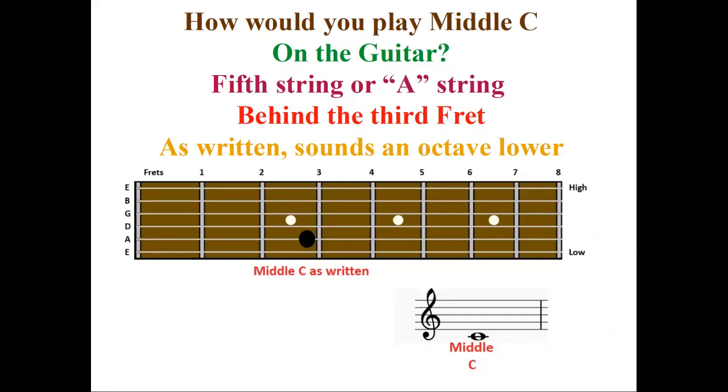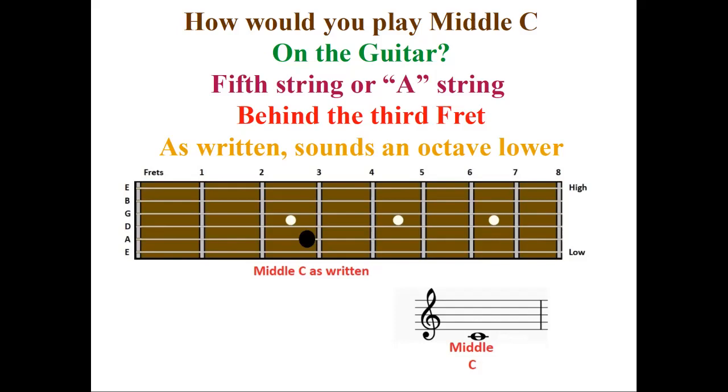How would you play middle C on the guitar? Okay, so that is easy. The 5th string or the A string behind the 3rd fret. So we're counting the strings from the top in this case because the fretboard is switched around. So the 5th string is the 2nd string from the bottom. And if you look to the left, you'll see that is an A string. And we put the finger close to behind the 3rd fret. And that would create a middle C.